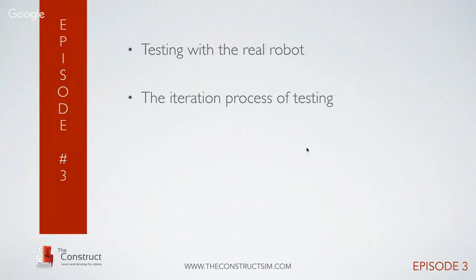In this episode number 3, we are going to see how to do the testing with the real robot. In the previous episode, we saw how to do the testing on the simulator. Now let's move it to the real robot, and see how to do it in an optimal way. I'm going to show you an iterative process for testing with the real robot, in order to test, find errors, catch them, solve them, and retry again.